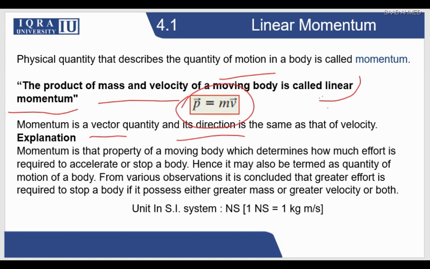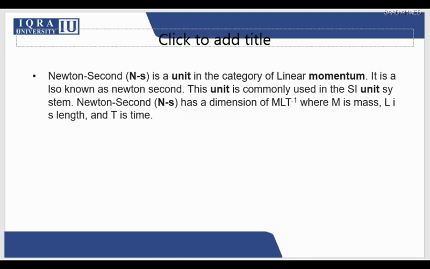From various observations, it is concluded that greater effort is required to stop a body if it possesses either great mass or great velocity. So basically, the unit used to express momentum, the linear momentum, is Newton second. It is also known as NS unit.